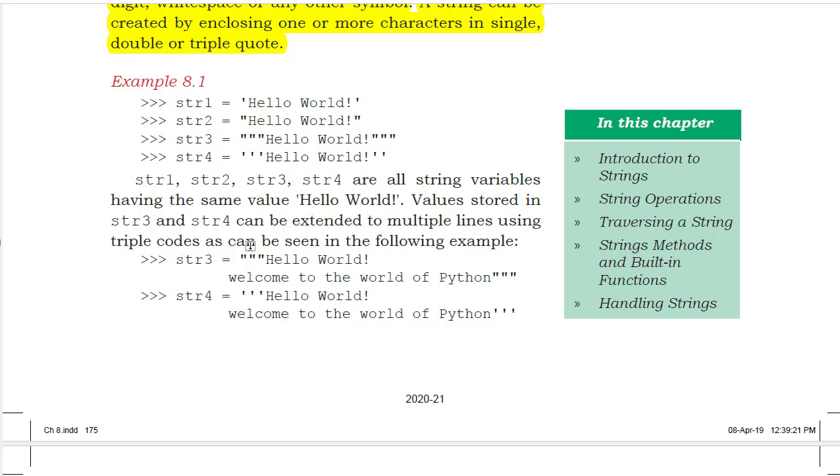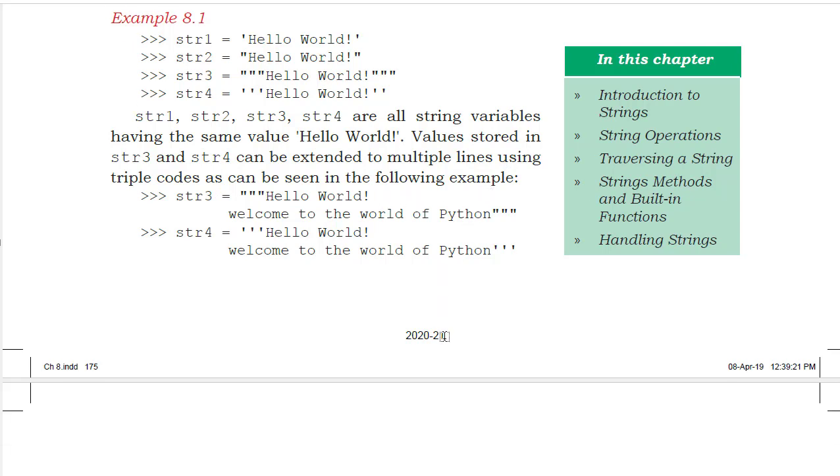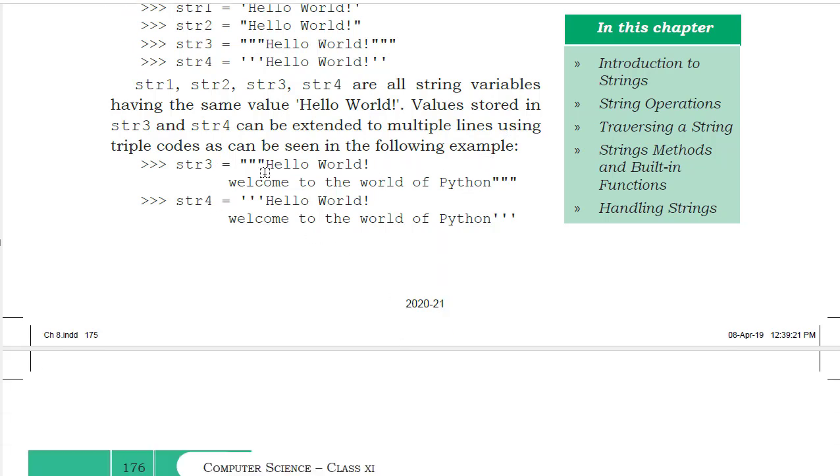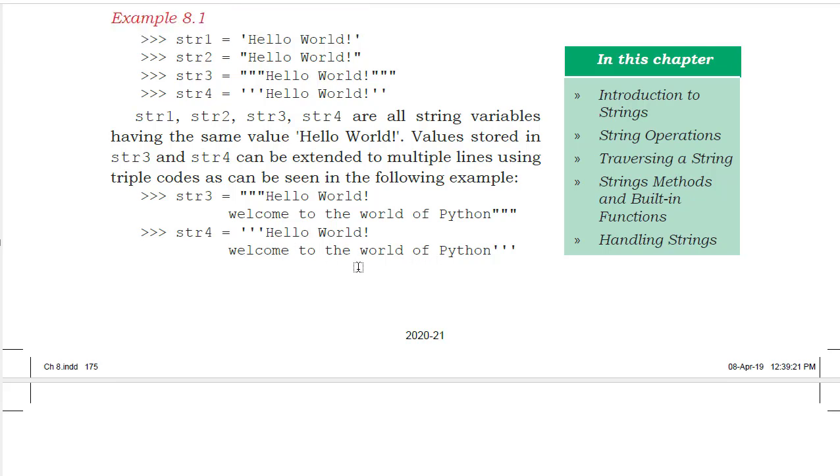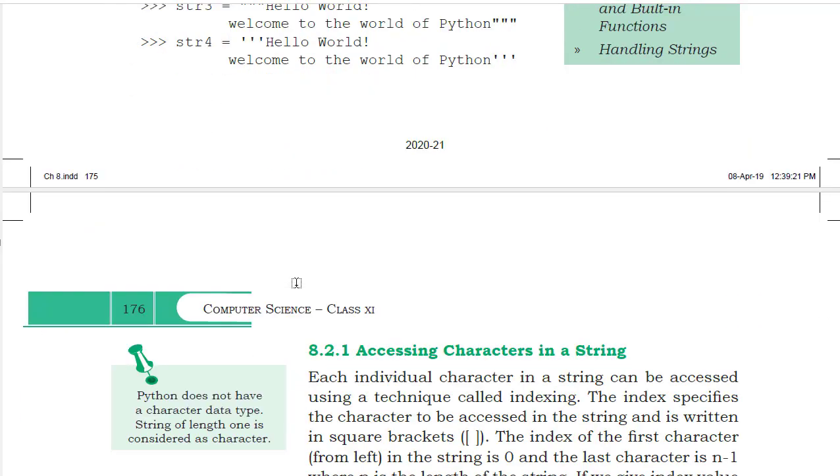The value stored in string3 and string4 can be extended to multiple lines using triple quotes, as can be seen in the following example. See here, string3: Hello World, welcome to the world of Python. It can be extended, okay? Single quotes and double quotes are for a single line, whereas this is extended for multiple lines, okay? So this is a very basic thing about strings.